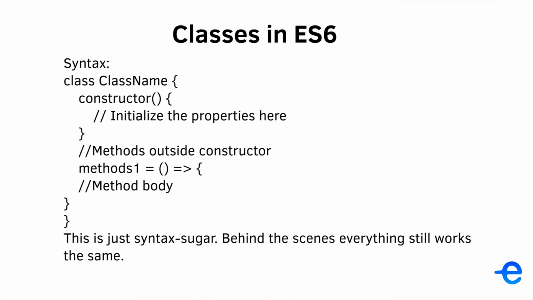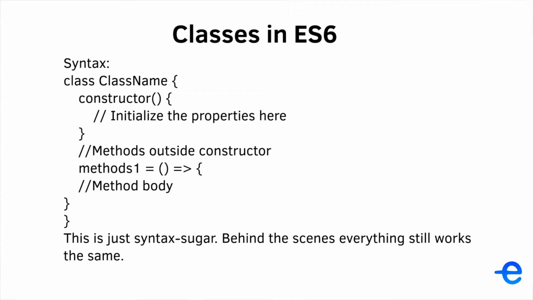We use the class keyword followed by the class name, and the class name should start with a capital letter, so it's just a standard. Inside the class, we have our constructor function where we initialize the properties, and outside the constructor function, but inside the class, we have our methods. Now this is just syntax sugar. So everything behind the scenes still works the way we saw in the JavaScript videos. Behind the scenes, it still creates those constructor functions, the prototypes, etc.